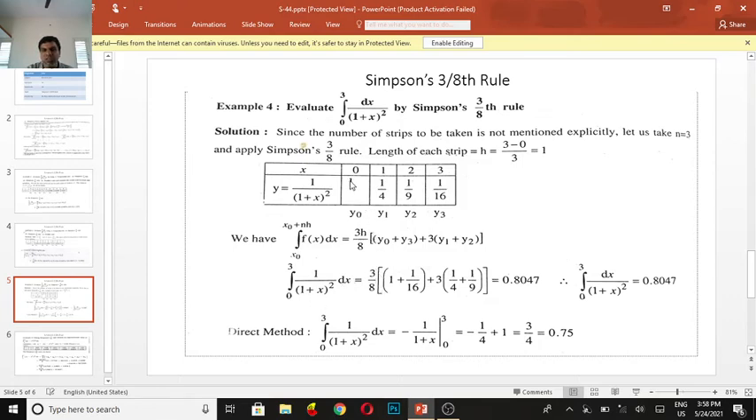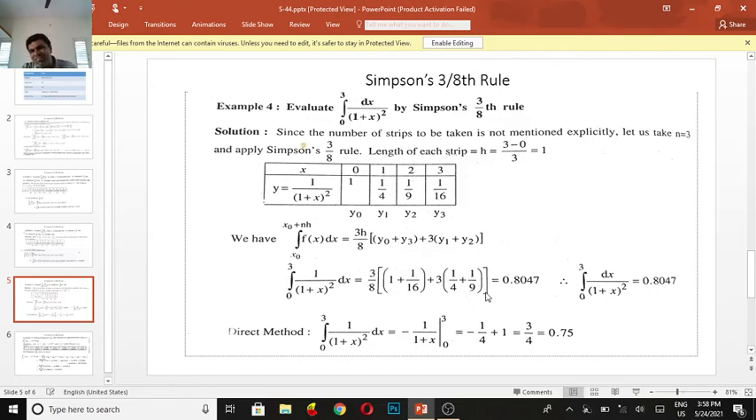the first term y0 should be 1, the last term y3 should be 1 by 16. So 1 plus 1 by 16 plus 3 times (y1 plus y2), so 3 times (1 by 4 plus 1 by 9). Simplifying, we get 0.8047. Therefore, the integral from 0 to 3 of dx divided by (1 plus x) whole square is equal to 0.8047 by using Simpson 3 by 8th rule.